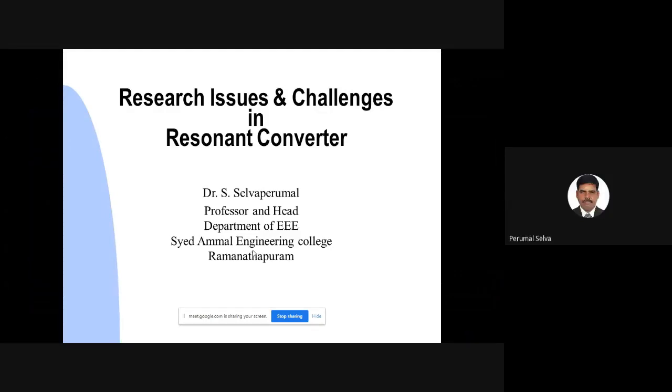So research issues and challenges in resonant converter, right? So first introduction about the DC to DC converter. A DC to DC converter is an electrical circuit that transfers energy from a DC voltage source to load. The energy is first transferred via electronic switches to energy storage devices and then subsequently switched from storage into the load. The switches are transistors and diodes and controlled devices, transistor, MOSFET, and IGBT, right?